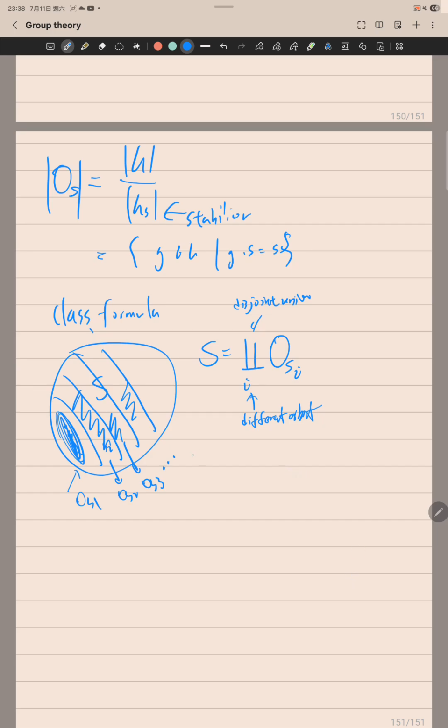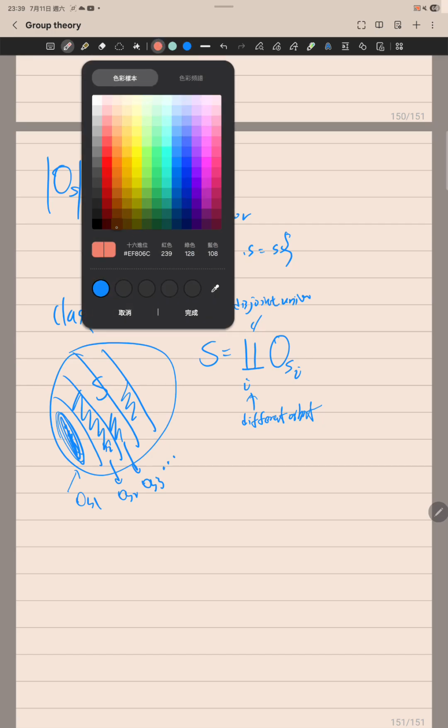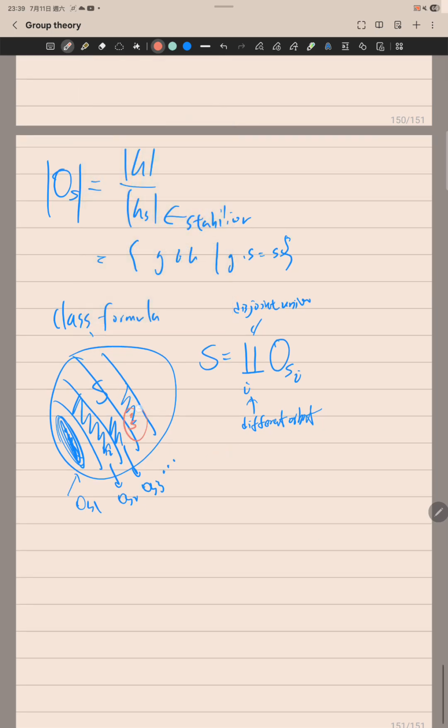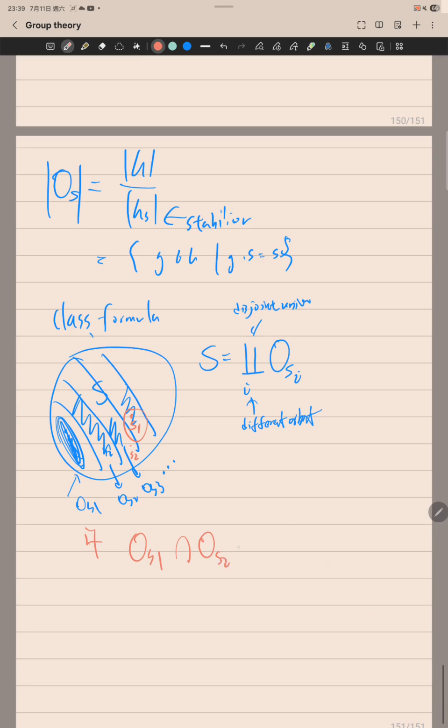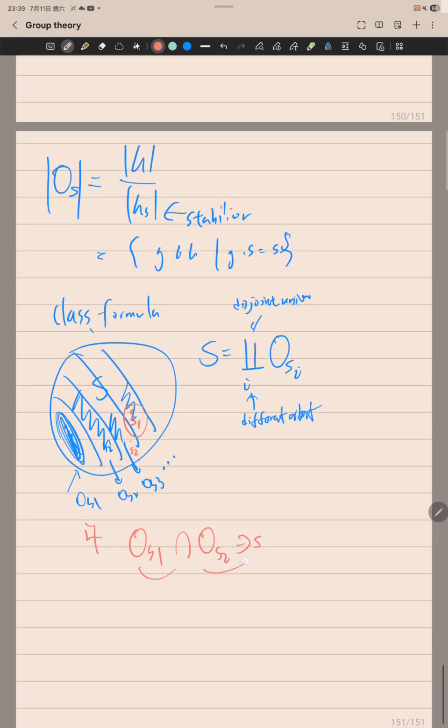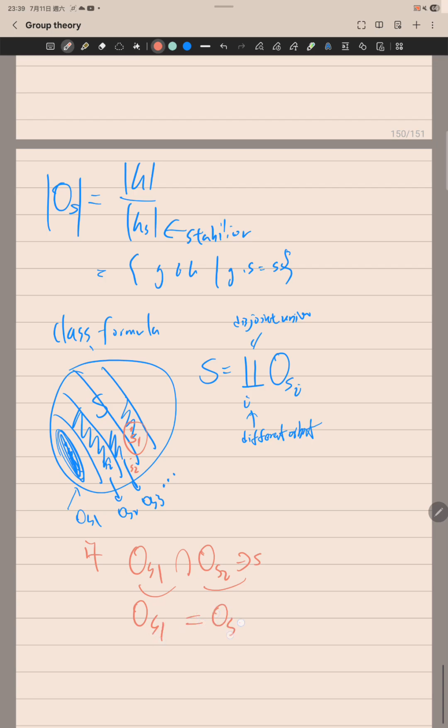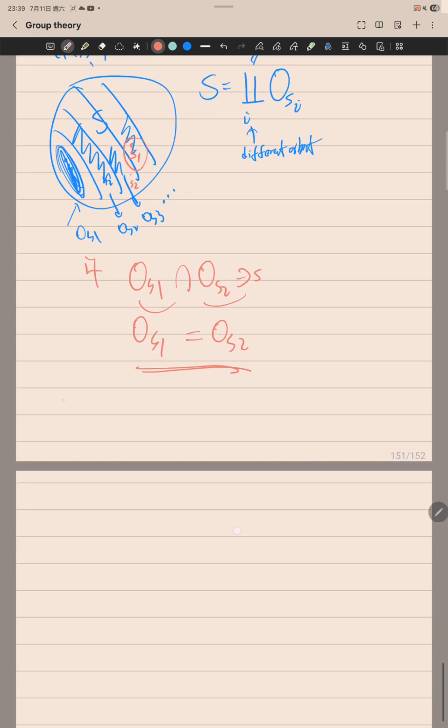One thing I can quickly prove is the following: if there's one element which overlaps, then the two orbits will merge. Suppose there are elements S1 and S2, and suppose O_S1 intersect O_S2 has some element S, so S is in both O_S1 and O_S2. Then these two orbits will be exactly the same. And the proof is very simple.